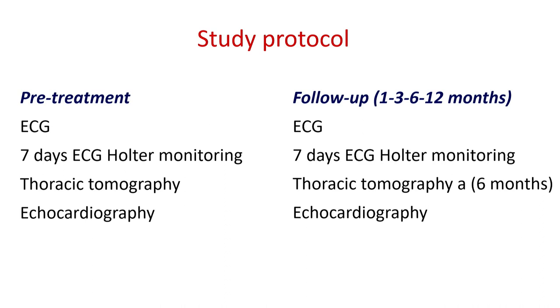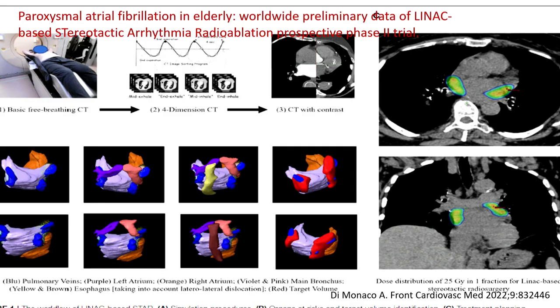What about the follow-up? We studied the patients with the ECG, 7 days ECG monitoring, CT scan at 6 months, and echocardiography. This is the plan. The patient comes and does the base CT with contrast, and we also do the four-dimensional CT because we look at the movements of the heart and of the esophagus, and especially of respiration. When we do the radioablation, we have a respiration gating.